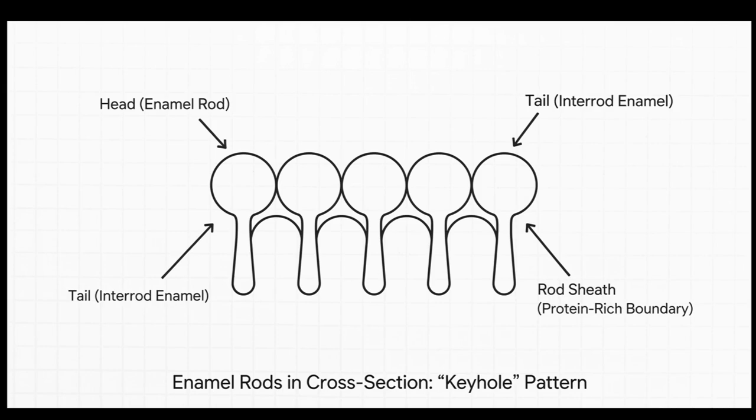The head of the keyhole, well, that's the main rod. The tail part, that's what we call the interrod enamel surrounding it. And that little line separating them, that's the rod sheath. It's full of protein, which makes it a slightly weaker boundary. And this is super important clinically, because when we do something like acid etching, this is the area we target to create that perfect surface for bonding.